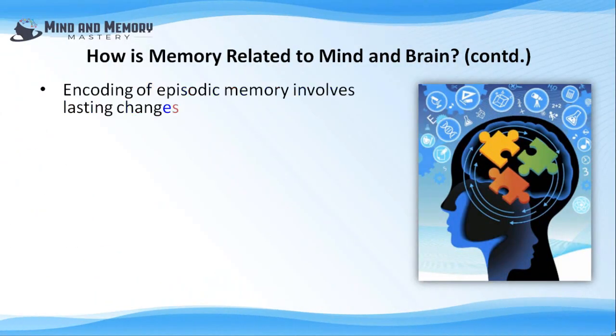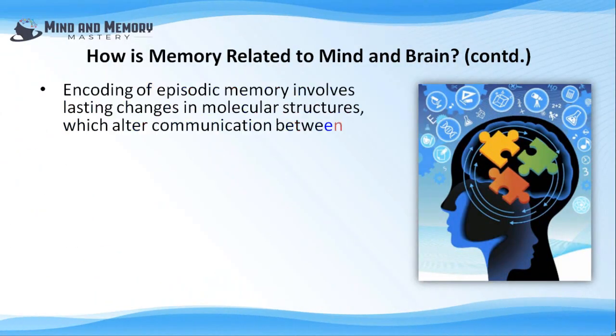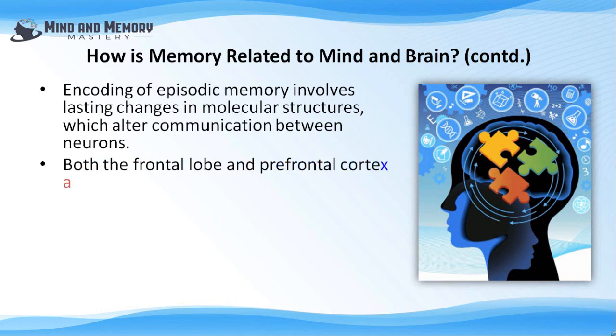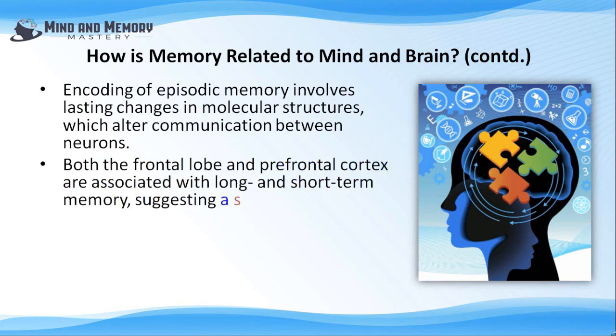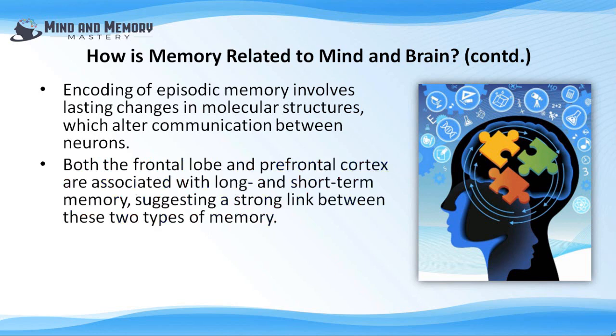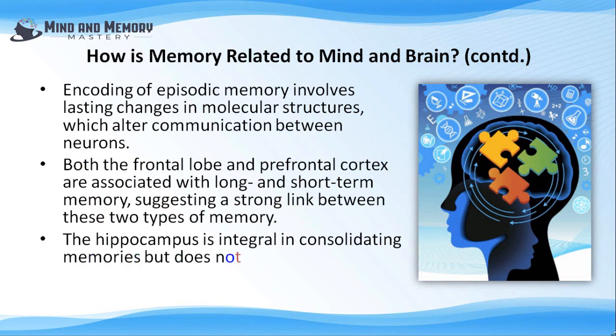Encoding of episodic memory involves lasting changes in molecular structures, which alter communication between neurons. Both the frontal lobe and prefrontal cortex are associated with long and short-term memory, suggesting a strong link between these 2 types of memory. The hippocampus is integral in consolidating memories, but does not seem to store memories itself.